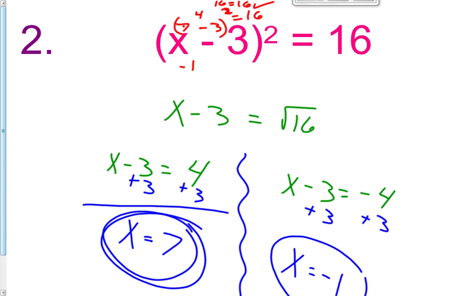A negative 1 you got for x minus 3, quantity squared, has to equal 16. Well, negative 1 minus 3 is a negative 4. If you square a negative 4, you get a positive 16. So both answers, 7 and negative 1, satisfy the equation. So you need to have two answers.